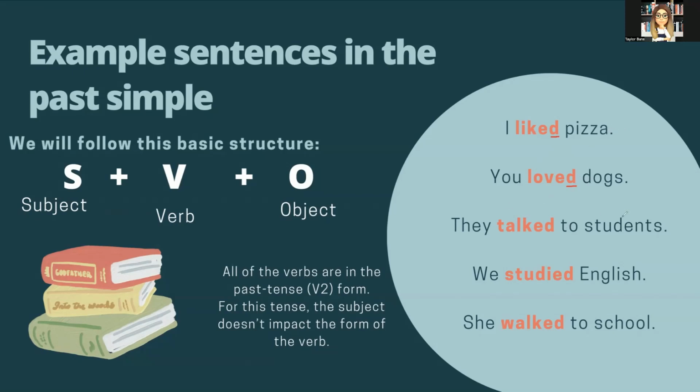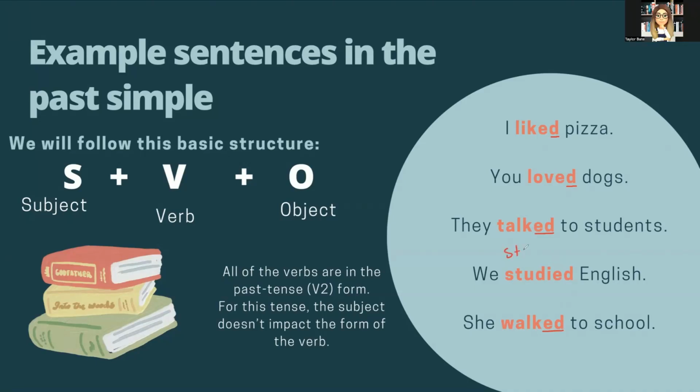Here, they talked to students. We studied English. She walked to school. All of these, we're just adding ed if it ends in a K, or just D if it ends in E. However, because English is not easy, when we have a Y, we take away the Y.